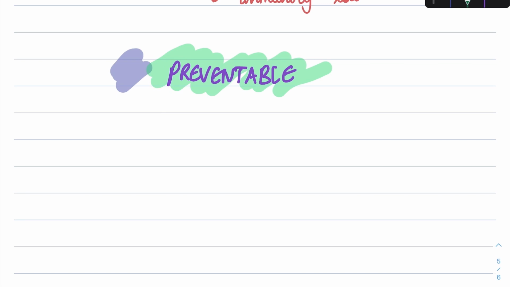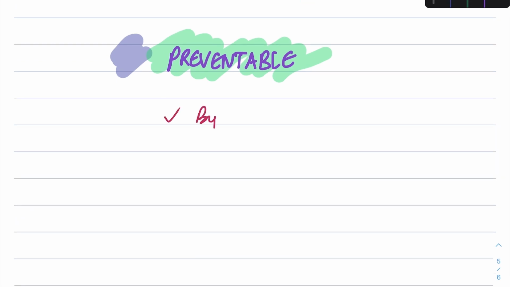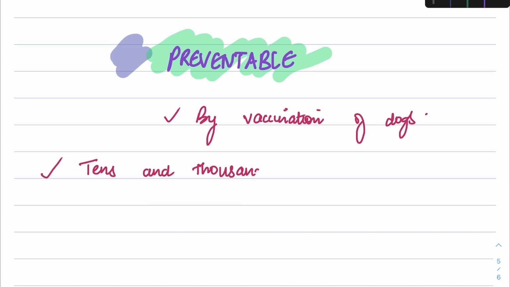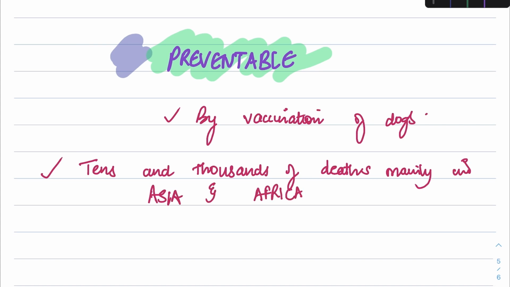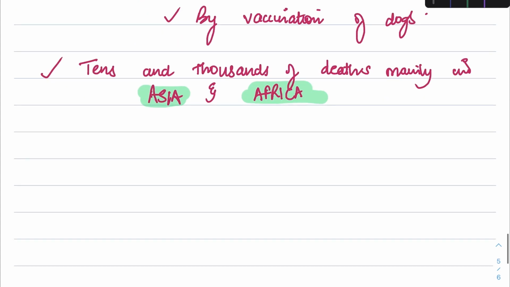Now, this is a very preventable disease. How can you prevent it? One is by vaccinating the dogs with the rabies vaccine. Next, tens and thousands of deaths occur due to rabies, mostly in different parts of Asia and Africa. And here, pre-exposure prophylaxis can be given to certain people who are more prone to it. The most people who are affected are the children who are under the age of 15 years.